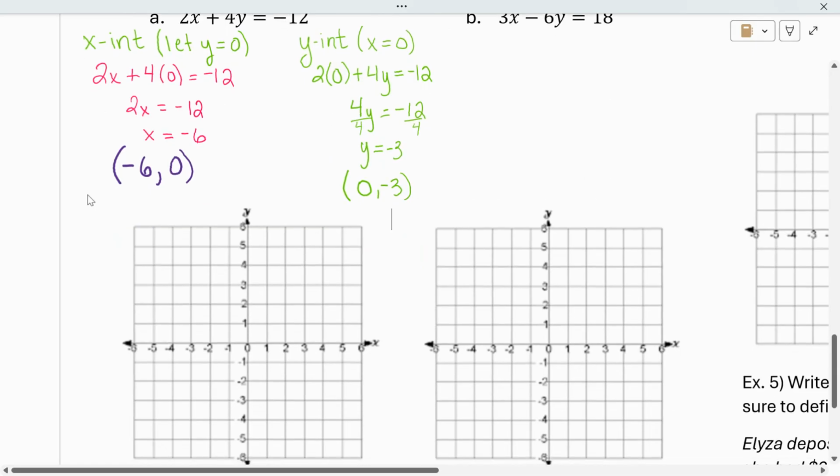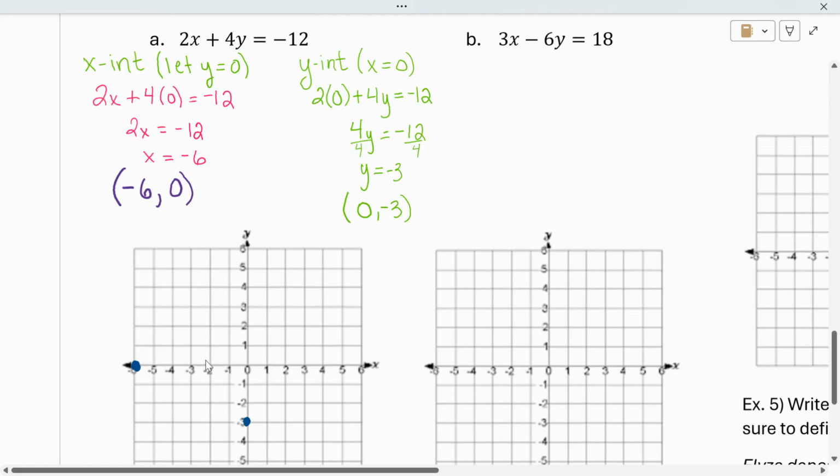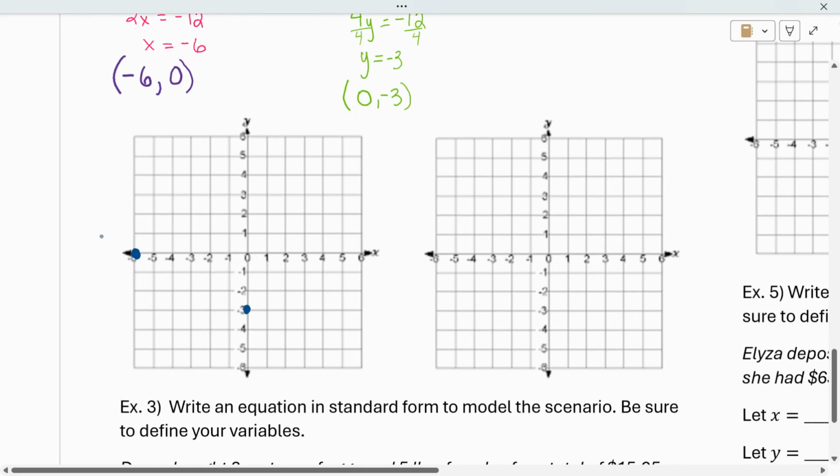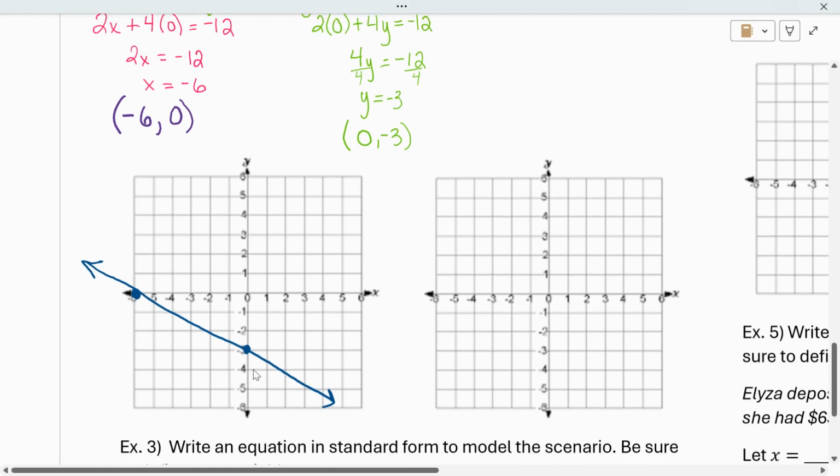So let's go ahead and just plot those two ordered pairs. Let's see, negative 6, 0 is this point, and 0, negative 3 is this point. So if I wanted to graph this equation, 2x plus 4y equals negative 12, I call it using the intercept or the cover-up method. This is my graph.